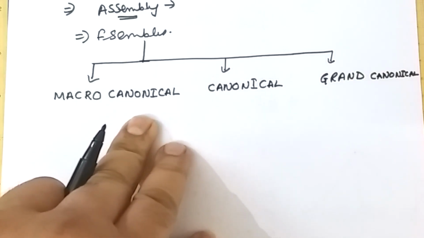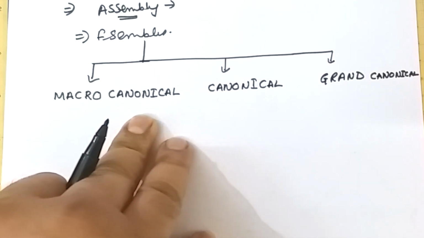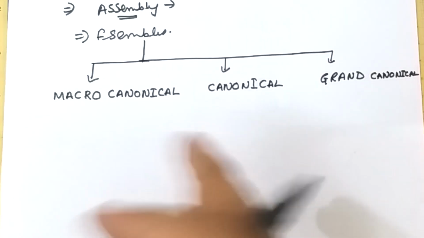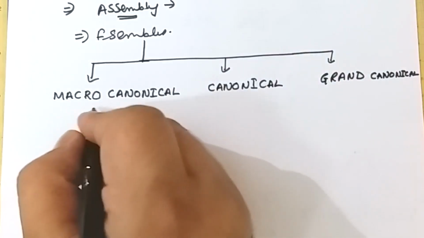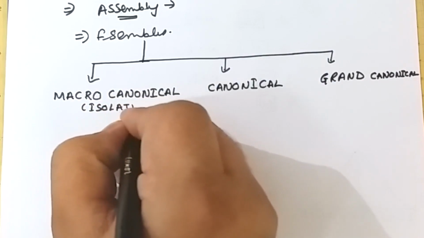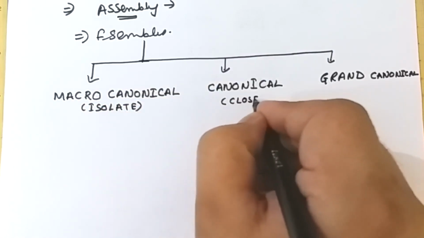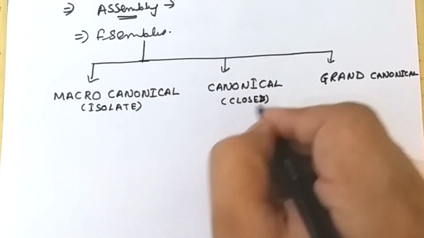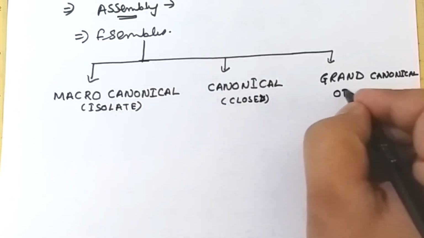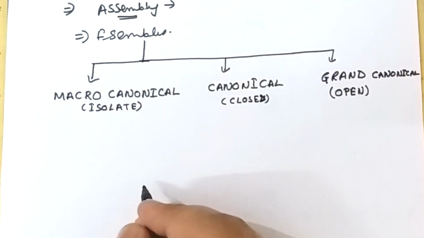Before starting the ensembles, I just want to throw some light on the fact that when we were studying systems, we studied open system, closed system and isolated system. Our ensembles are also similar to those systems. The macrocanonical ensemble is similar to our isolated system, the canonical is similar to our closed system, and the grand canonical is similar to our open system. Now let us see how.